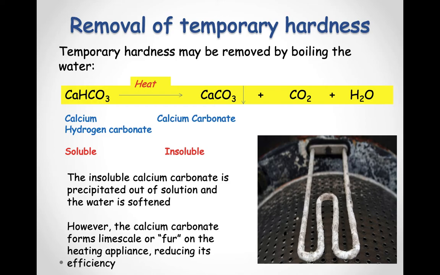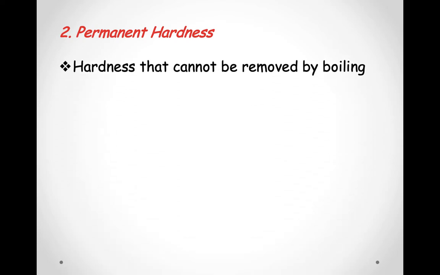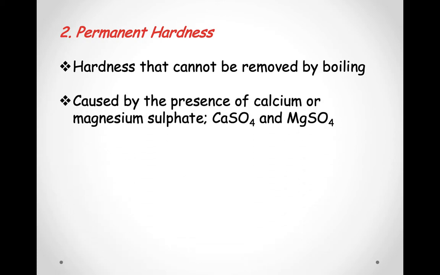Right. There's a second type of hardness, and if the first one is called temporary, it stands to reason that the second one would be called permanent hardness. And again, as the name suggests, this is hardness that cannot be removed by boiling. It's caused by the presence of different ions in this case. It's calcium and magnesium sulfate that cause your permanent hardness.